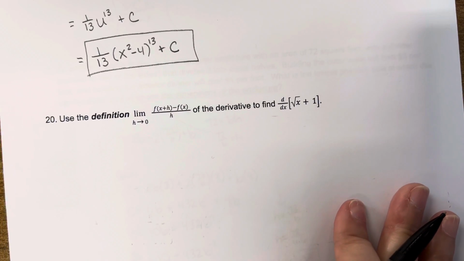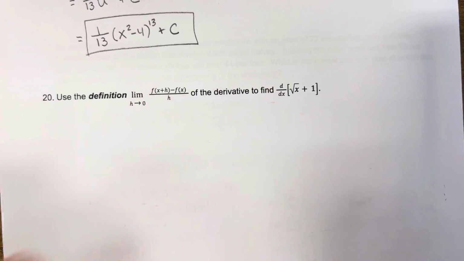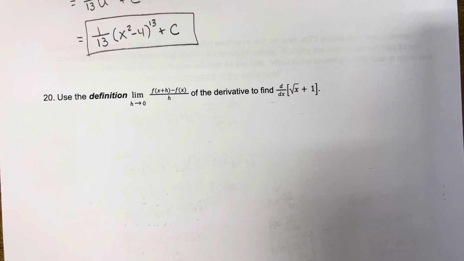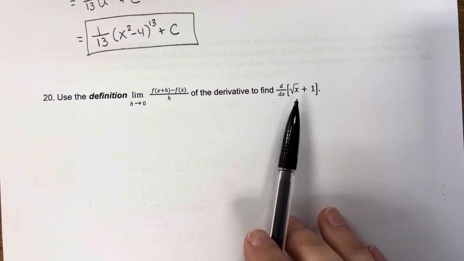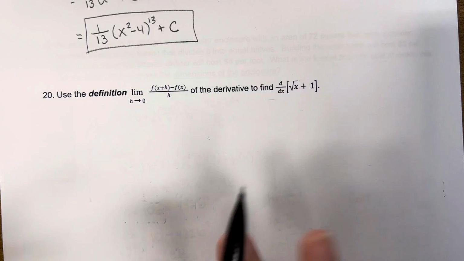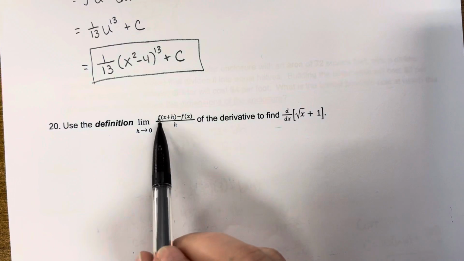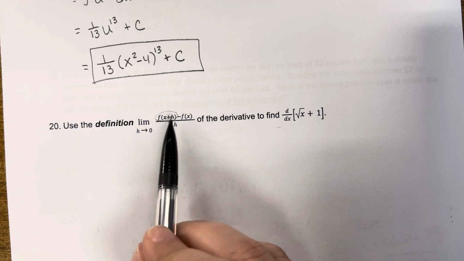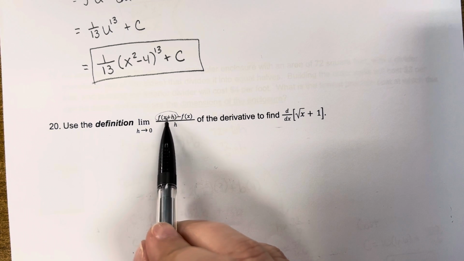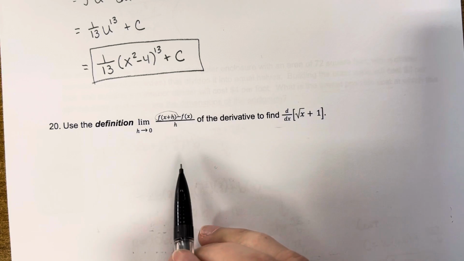All right, and then number 20, use the definition which they gave you, which is really nice, that limit definition of a derivative, to find this value. Okay, so we struggled with this back when we did it, so I just want to remind you again. So this is going to be my f of x with a plus h. So instead of putting x, I'm going to put x plus h. Anywhere I see an x, I'm going to put an x plus h.